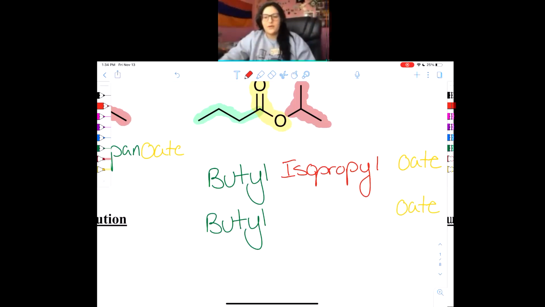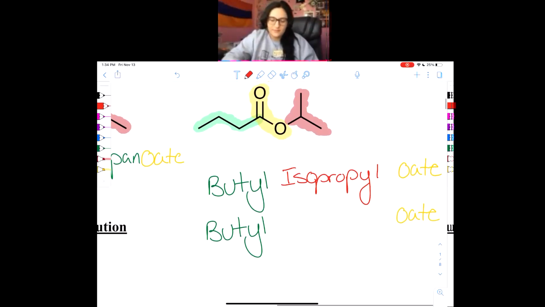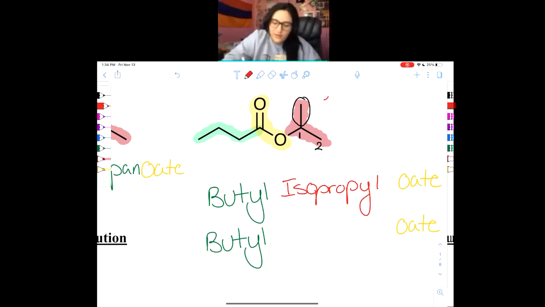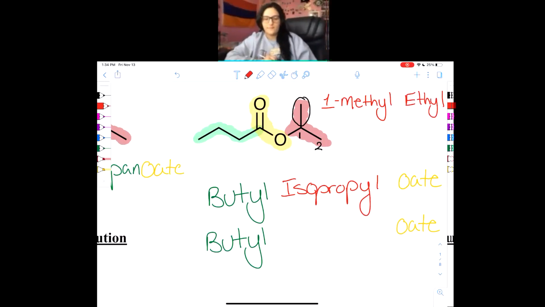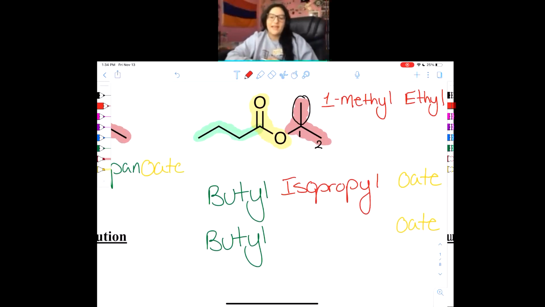So for the other way to name this, we are actually going to call this the parent chain, and we are going to call this one a substituent. So if we name it like that, we would have 1-methylethyl. And you might be thinking, why in the world would we do that? That's gross. I agree, but that is the more correct IUPAC naming.